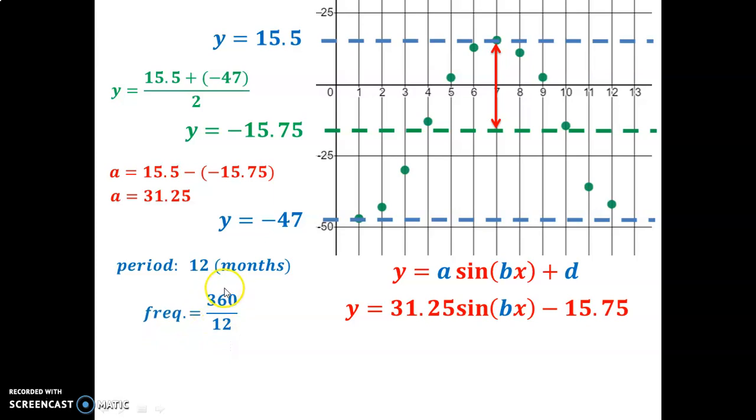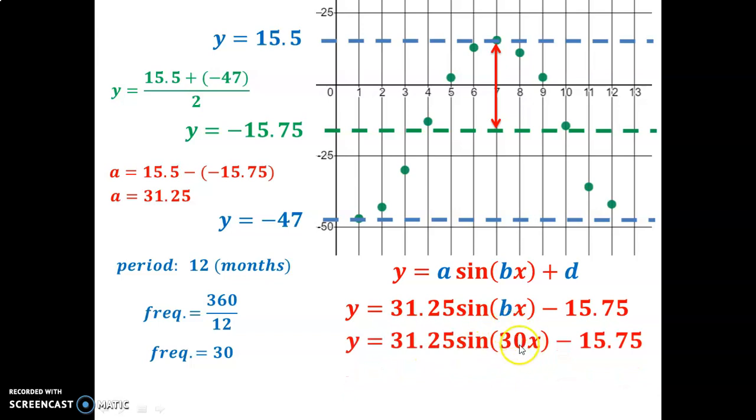So we take 360 divided by 12, because we're saying how many of these waves will fit in 360. If one wave takes only 12 months to complete, then we can do that. That tells us that there will be a frequency of 30. So 30 waves like this will complete in 360 degrees. Therefore, our frequency number here is 30.